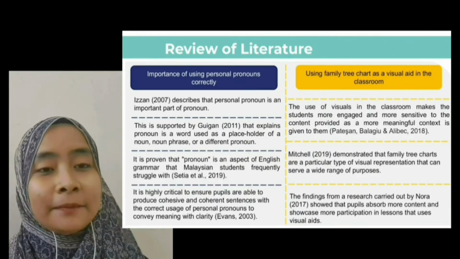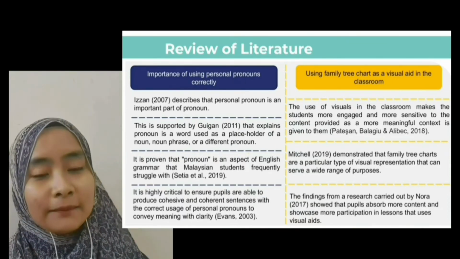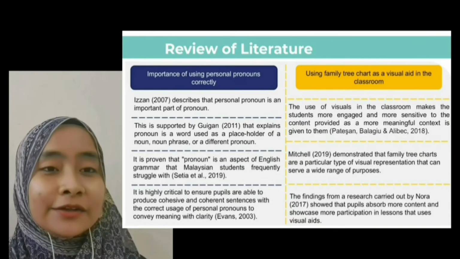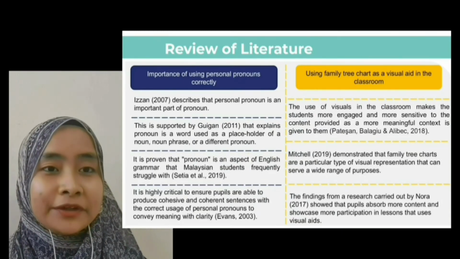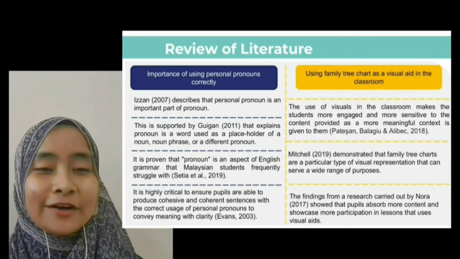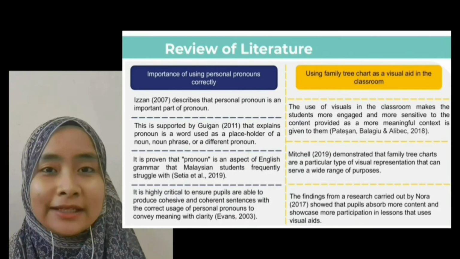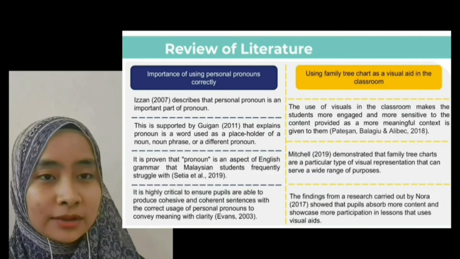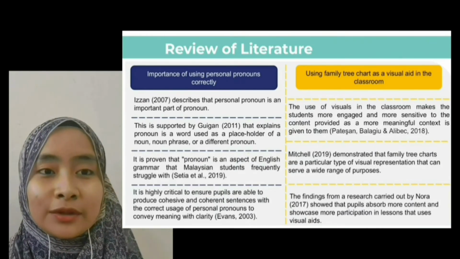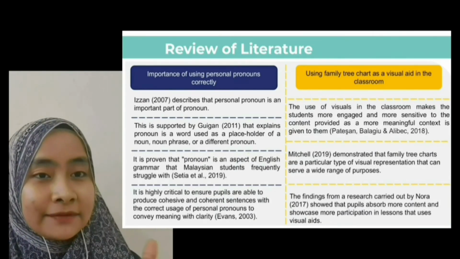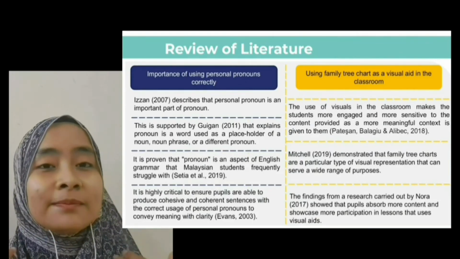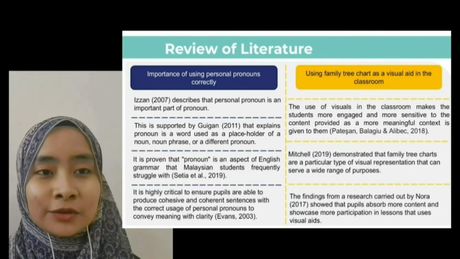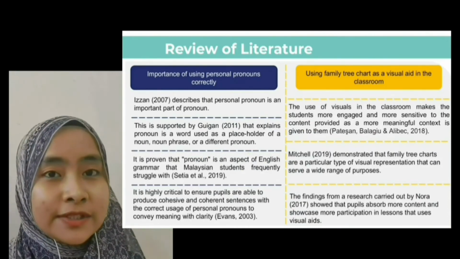Family tree chart is classified as a part of visual aids that will help to enrich the pupil's learning process. Thus, it is important to use family tree chart strategy to enhance the pupil's correct use of personal pronouns. In 2018, Patterson, Balague, and Alibeck supported the use of visuals in classroom in making the students more engaged and sensitive to the content provided, as more meaningful context is given to them and the topic is something that is personal to their own self.